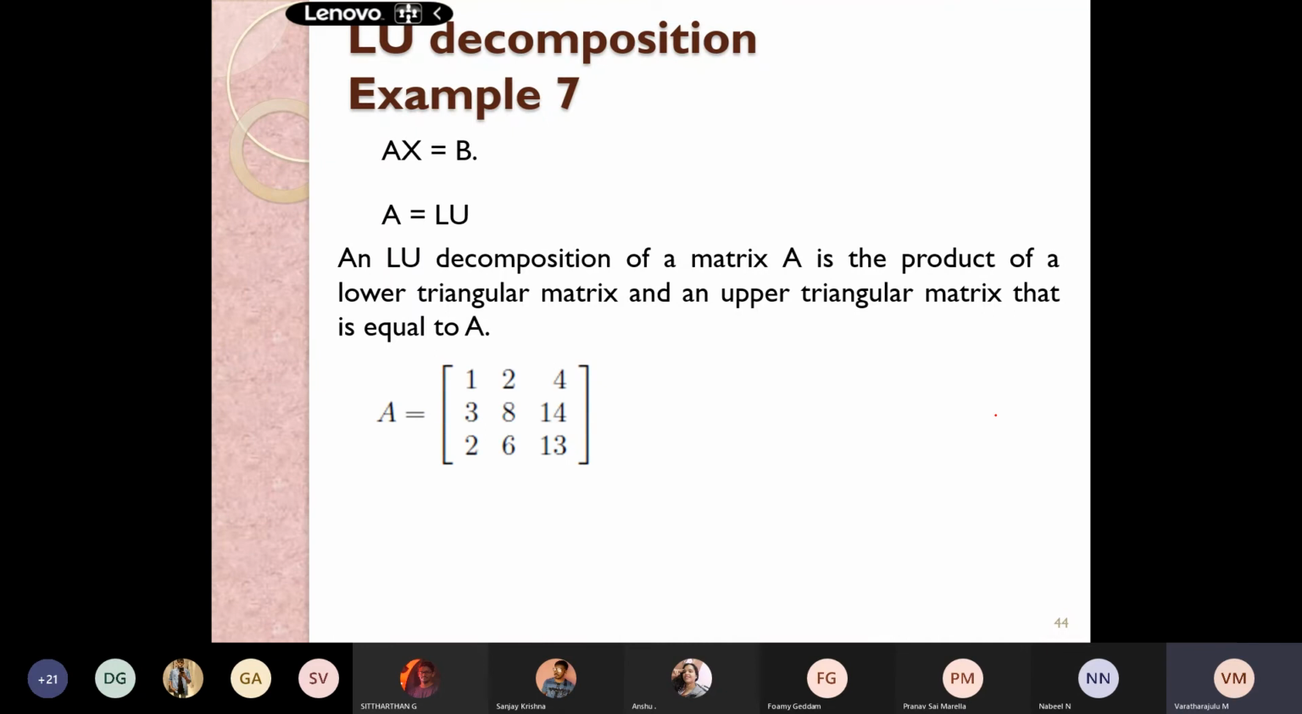And this is your example 7, A is equal to 1, 2, 4; 3, 8, 14; 2, 6, 13. I am going to divide this A into two different matrices in order to find the results: L into U, that is, the lower triangular matrix and the upper triangular matrix.